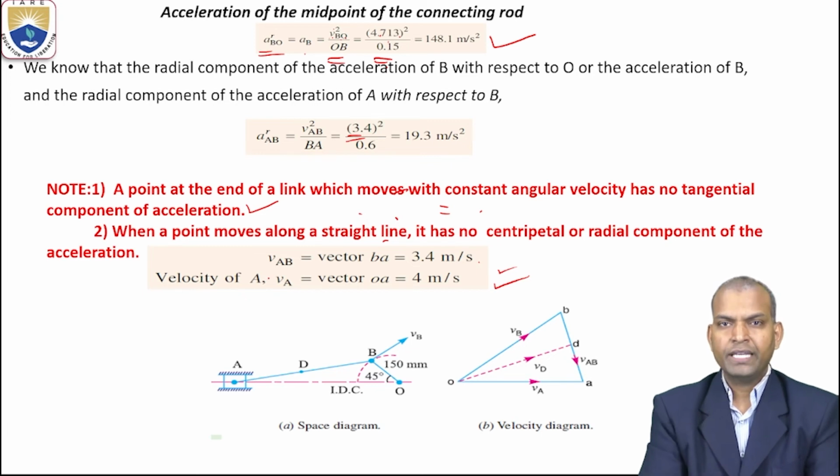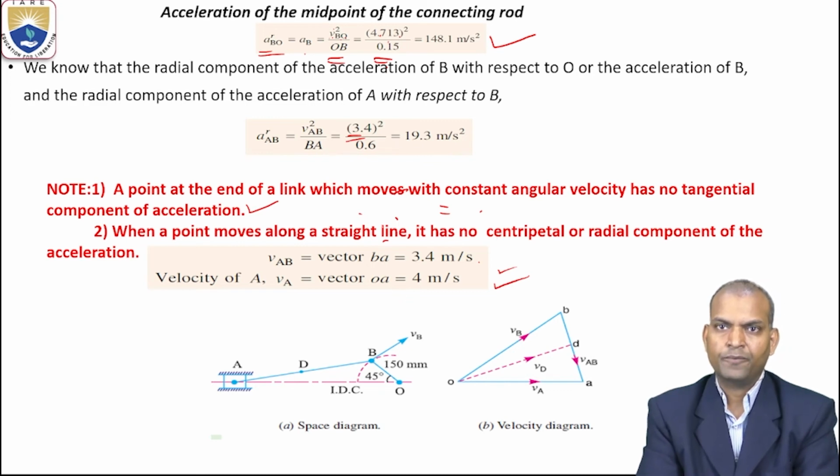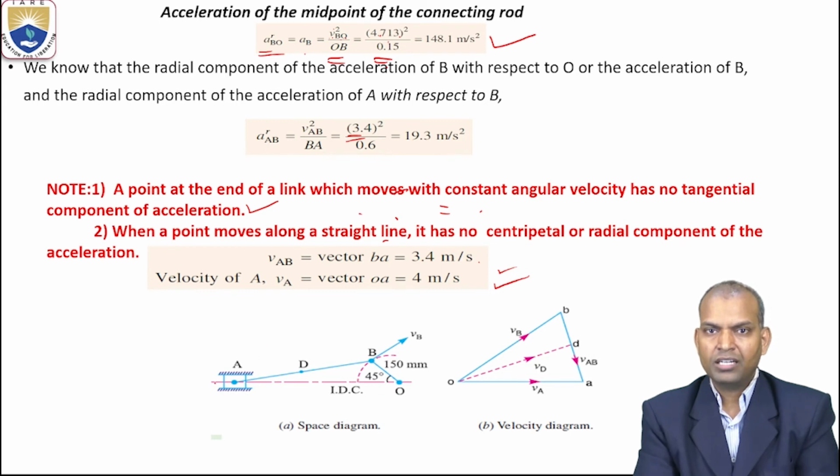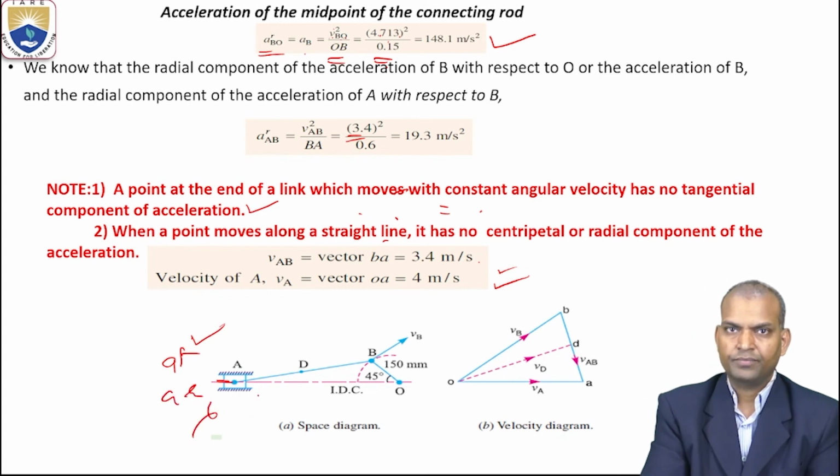And when a point moves along a straight line, very, very important, note 1 and note 2, it has no radial component. What type of component does it have? It has only a tangential component. The slider A has a tangential component and no radial component of acceleration.